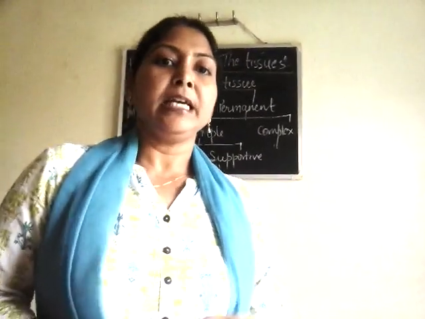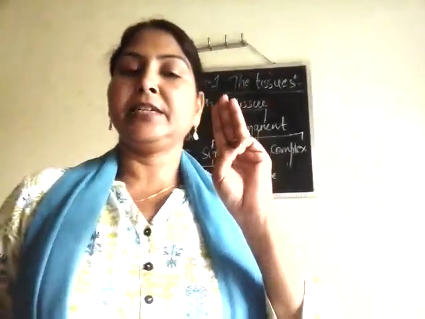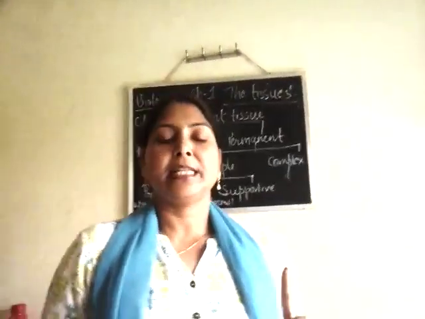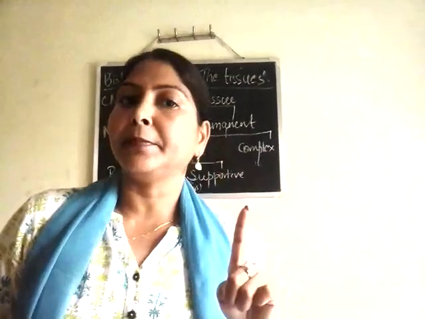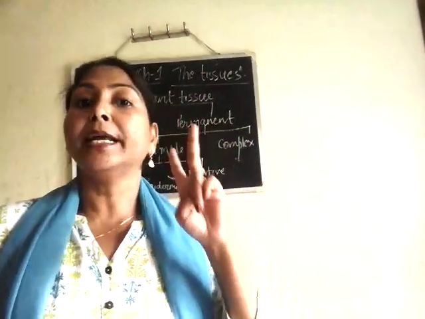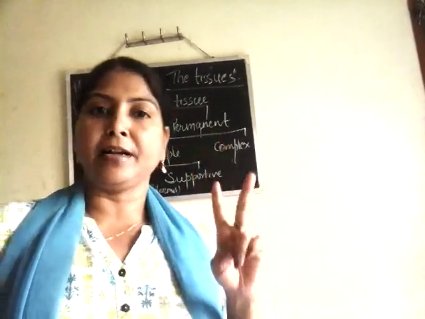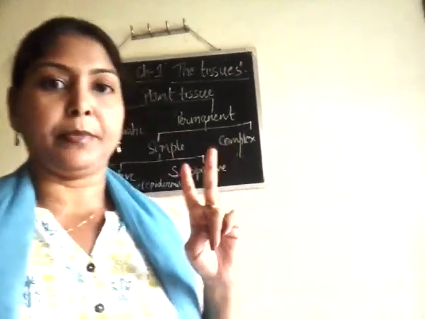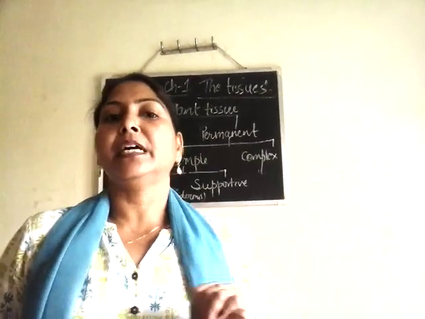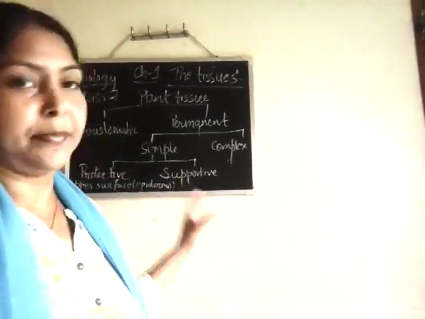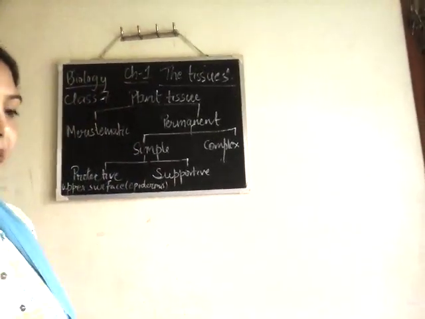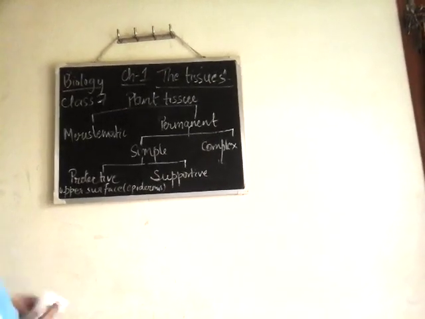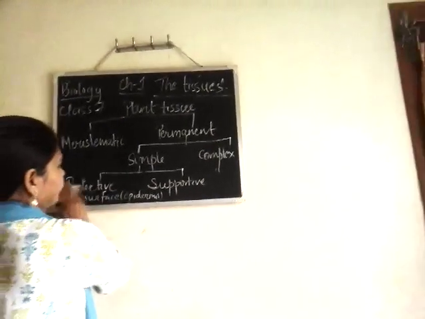So what did I say? Supportive tissue is divided into three main types. First one is parenchyma, second is collenchyma or chlorenchyma, and then the third one is sclerenchyma. Let me write down on the board, and then you can understand the spelling properly. So I have to rub this part.